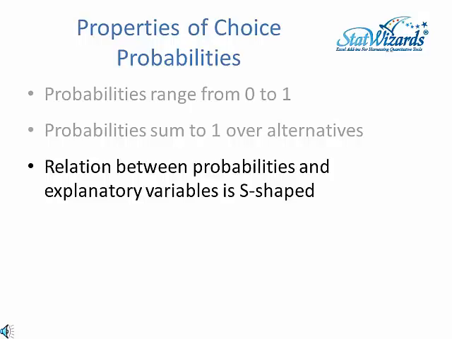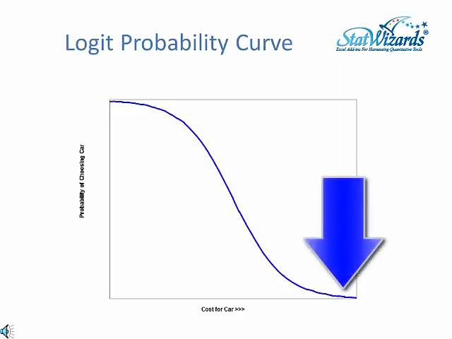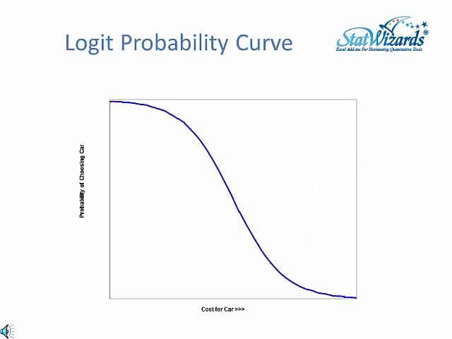Now let's add another requirement to our list. The probability function must be S-shaped. The logit equation that we saw on an earlier slide generates an S-shaped curve. This curve has a number of attractive properties. For example, if commuting by car is very expensive, then the point on the curve will be towards the right, and a slight reduction in cost will have a negligible impact on the probability of taking a car.